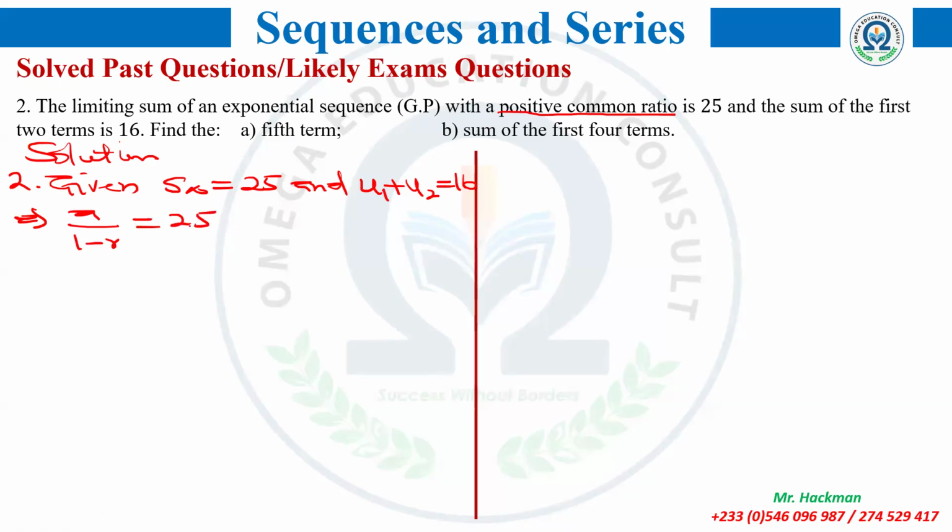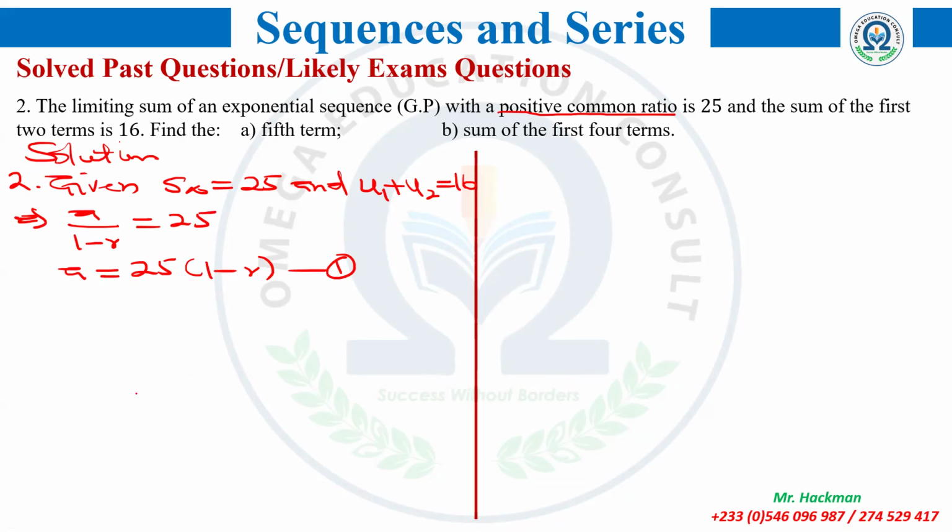From where we are coming from, remember we said we will clear the fraction. So we are going to get A will be equal to 25 into 1 minus R. And again, per experience, we said we are not going to expand. So we'll leave this one as equation 1. All correct? Good.